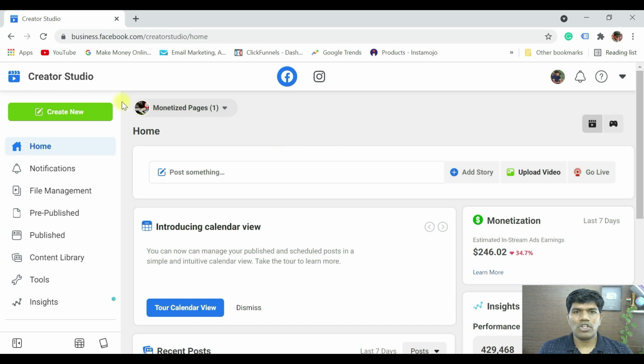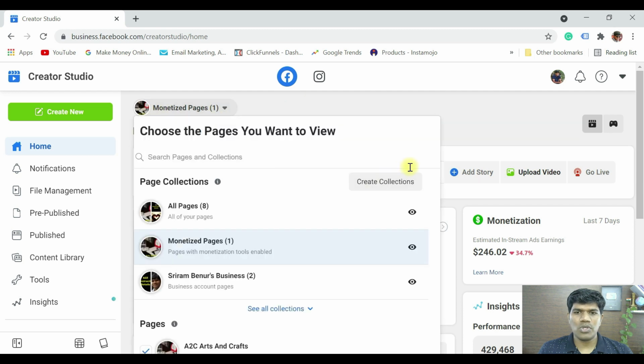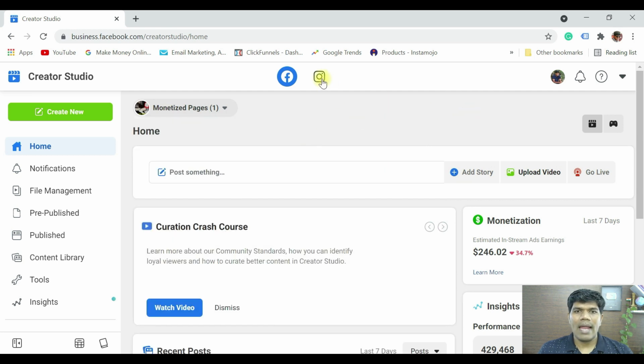Okay. On the top you see you have Facebook and also you have Instagram here. If you just click on this icon, it is going to show all the pages that you have access for. Okay, certainly you can choose the ones which are monetized or the business accounts or things like that. So I just selected the page which is monetized right now. Okay, and right next to it you have Instagram as well.